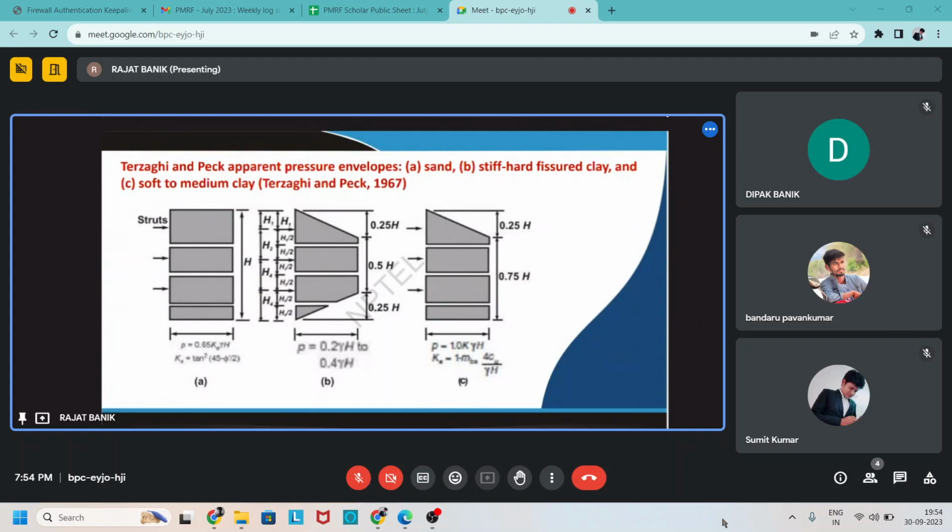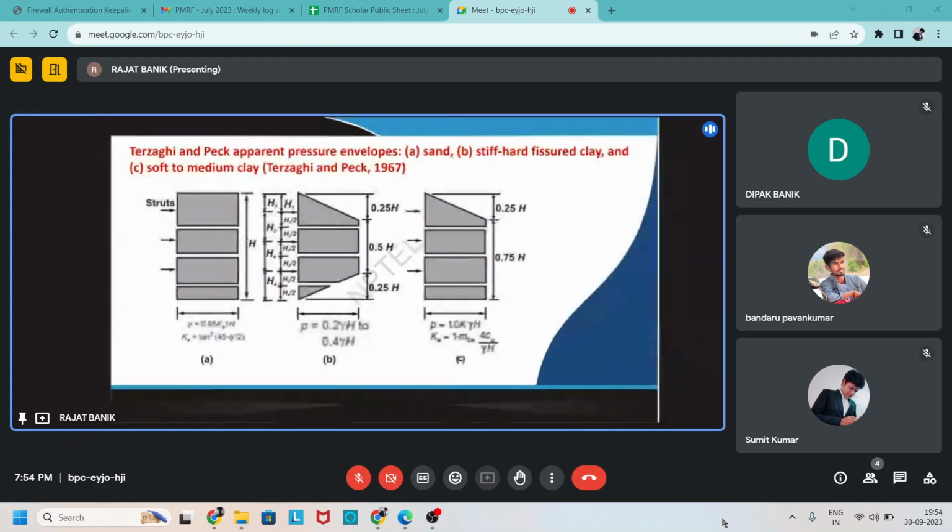First one is given for sand, second one is for stiff hard fissured clay, and third one is for soft to medium clay. So the maximum intensity of the pressure diagram for sand is 0.65 K gamma H, where K is the lateral earth pressure coefficient and gamma is the unit weight. K is defined as tan square of (45 minus phi by 2), where phi is the internal friction angle of the soil.